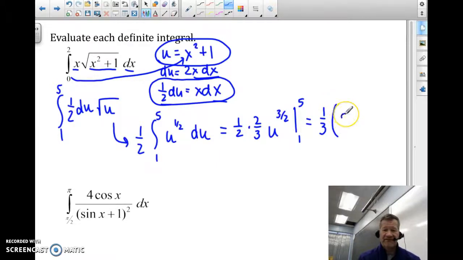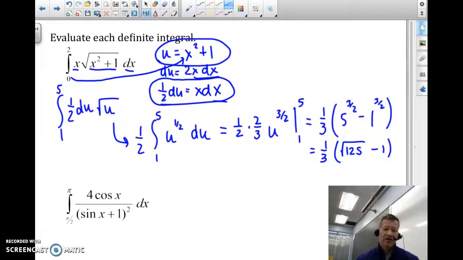I get 5 to the 3/2 minus 1 to the 3/2. So that ends up with, well, 5 to the 3/2 is an irrational number. 1 to the 3/2 is just 1. So this is basically 1/3. 5 cubed is 125, so I could write this as the square root of 125, which would be 5 radical 5 if I wanted to, but all this would be okay right here. Here's an exact answer, and this will be just fine.